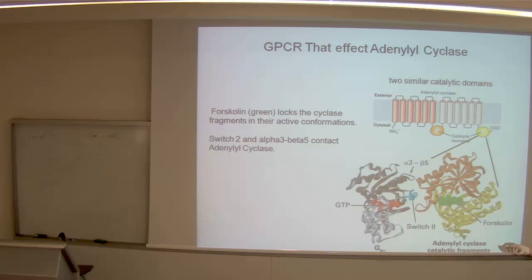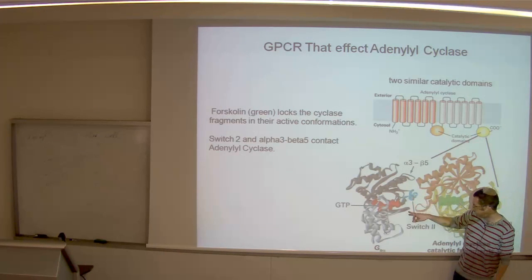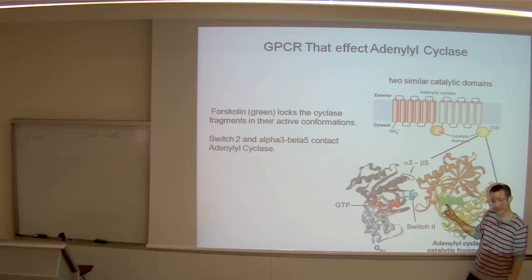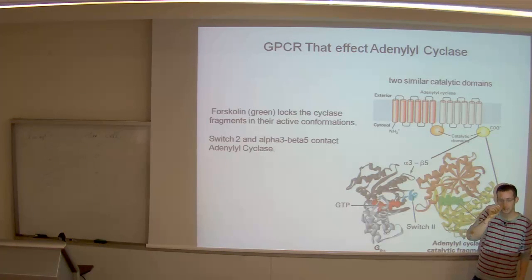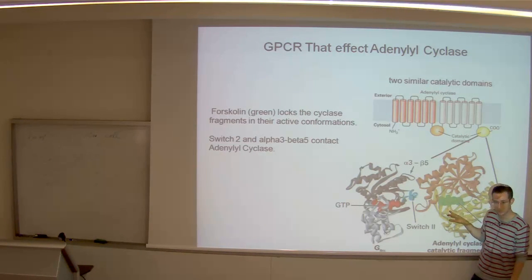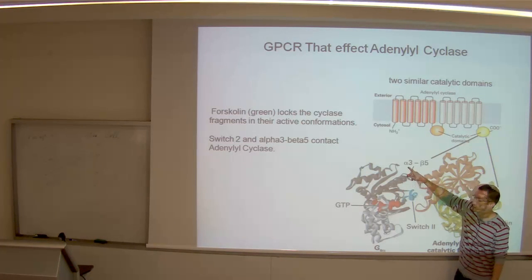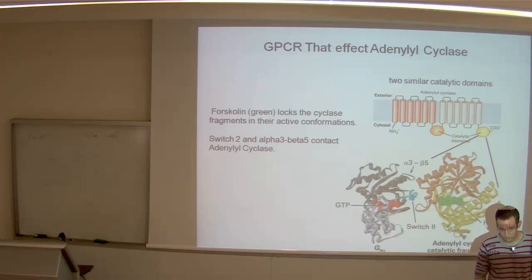And now the interaction with the G-alpha is not based on a crystal. It's based on the amphipathic and hydrophobic nature of specific regions along the G protein, and we think that it is the switch 2 domain that interacts with the catalytic domain or the catalytic site of adenylate cyclase, and another region that's called alpha 3 beta 5. So that's how the complex of a G-alpha and the catalytic site of adenylate cyclase looks like.